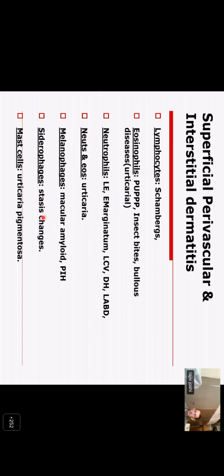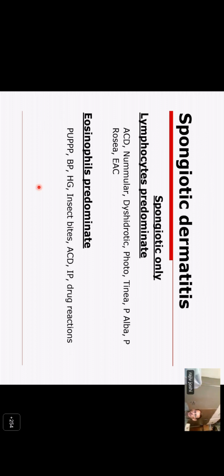If there are melanophages, you think of macular amyloidosis. If there are siderophages, you think of stasis changes. And if there are mast cells, you think of urticaria pigmentosa. Then you have spongiotic dermatitis. That is when the epidermis shows spongiosis. And this is how you differentiate them.